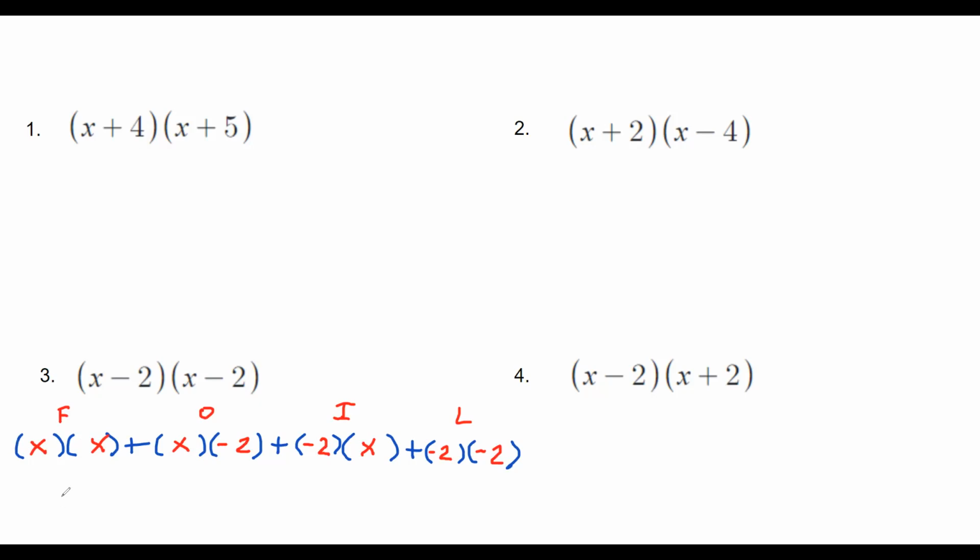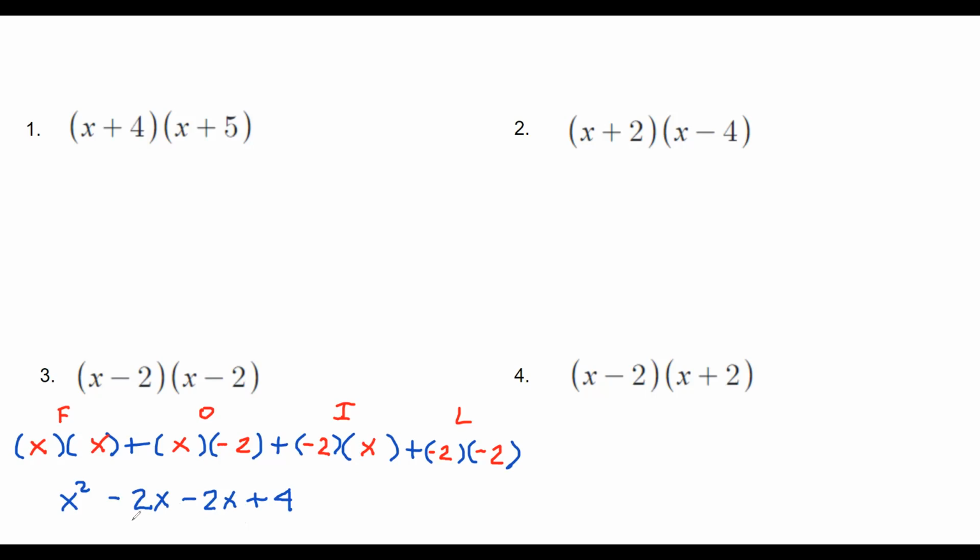X times x, once again, that's x squared. X times minus 2, and we're letting that product determine whether this is addition or subtraction. Since x times minus 2 is minus 2x, that's going to become subtraction. Minus 2 times x, that's also minus 2x. And minus 2 times minus 2, two negatives become a positive. That becomes plus 4.